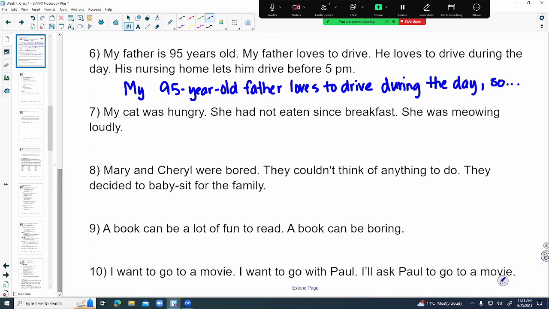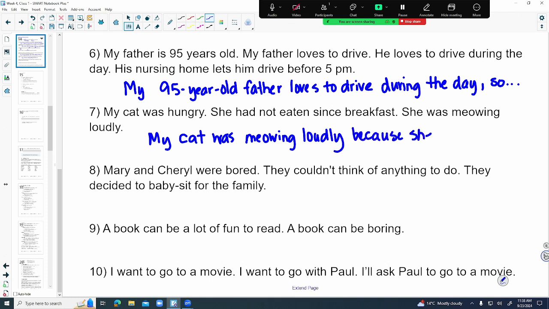Okay, my cat was hungry. She had not eaten since breakfast. She was meowing loudly. So my cat was meowing, M-E-O-W-I-N-G, meowing loudly because she had not eaten since breakfast and was hungry.